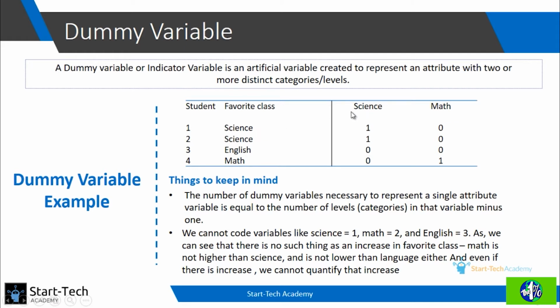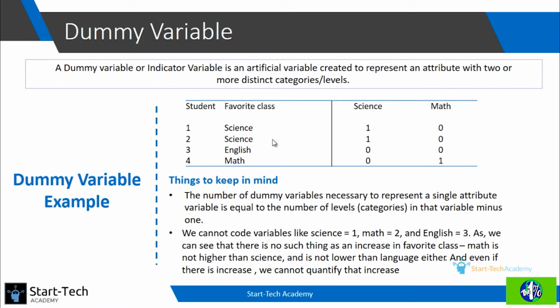How many dummy variables do we need? Remember this. The number of dummy variables required to replace a variable is the number of categories in that variable minus 1. That is, if there are 2 categories, we need 2 minus 1 dummy variables, that is only 1 dummy variable. If we have 3 categories, like in our example, we need 3 minus 1, that is 2 dummy variables.